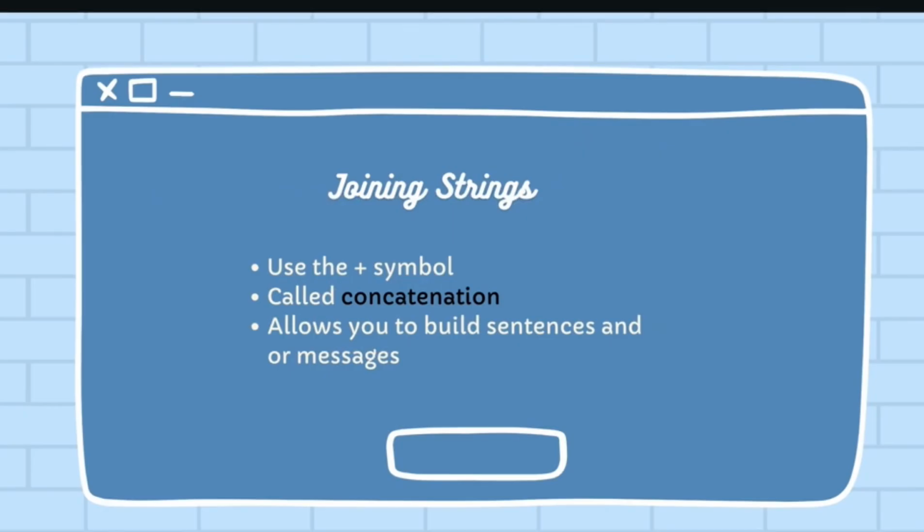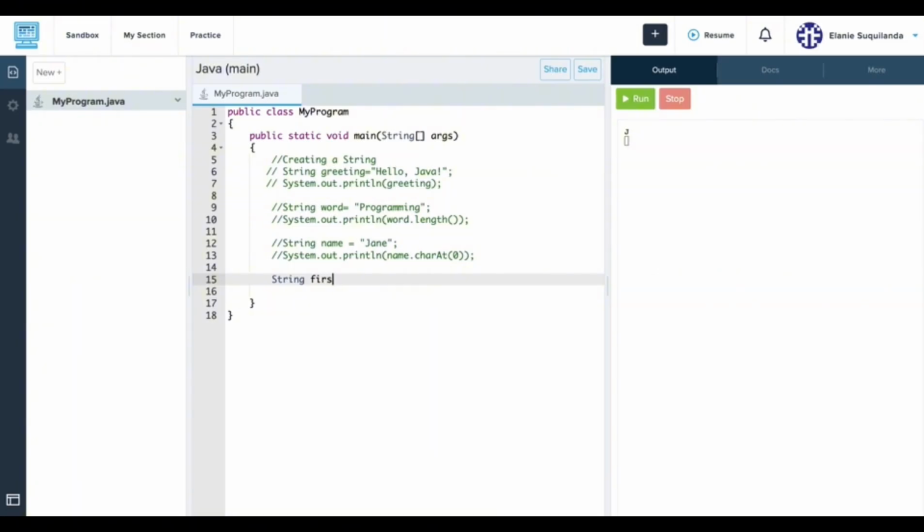Joining strings. Here we use the plus symbol. This is also called concatenation. This allows you to build sentences or messages that are long. To create this, we will start off by creating two separate strings. First, we will use String first = Java, then String second = rocks. Then in System.out.println, we will put first plus sign second. This would give us the output of Java rocks.